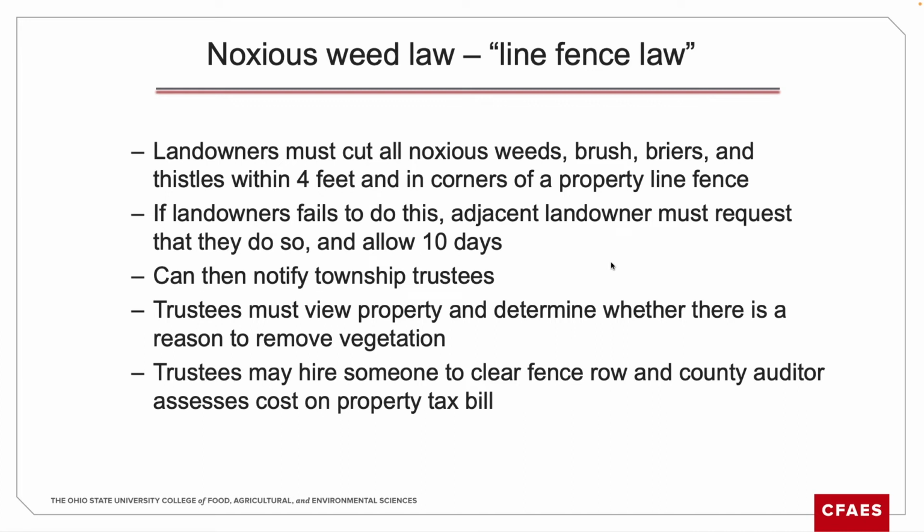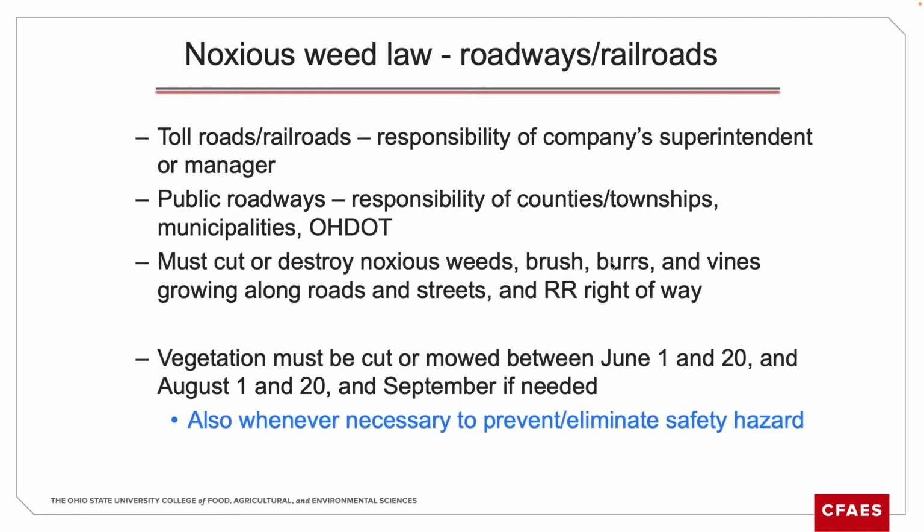This is different than the line fence law. So in this case, landowners must cut all noxious weeds, brush, briars, and thistles within 4 feet of a fence and in corners of a property line fence. And if they don't, it's sort of the same procedure, but you basically notify them, hey, you're not doing this and you need to. And then if they don't, you can notify township trustees who would look and see whether there's a problem and a reason to remove it. And then I assume this doesn't say specifically, but tell that person they need to, and if they don't, then they can hire somebody to do it and put it on the property tax bill.